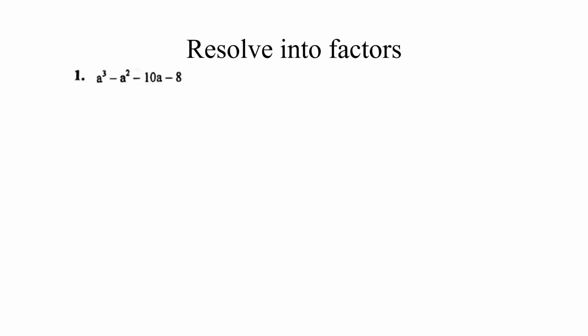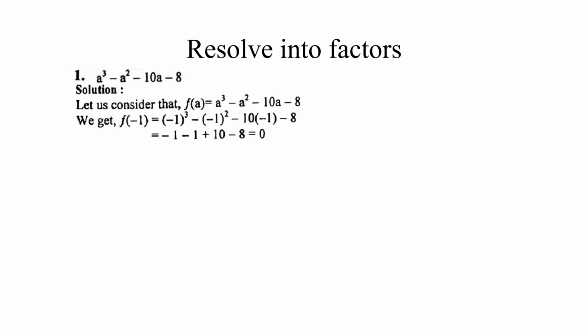Now another example: a cube minus a square minus 10a minus 8. Solution. Let us consider the expression as a function and put minus 1 in place of a, that is f of minus 1 equals minus 1 whole cube minus minus 1 whole square minus 10 into minus 1 minus 8, and the result will be 0. So f of minus 1 equals 0. Therefore, according to the factor theorem, a plus 1 is a factor of f of a.